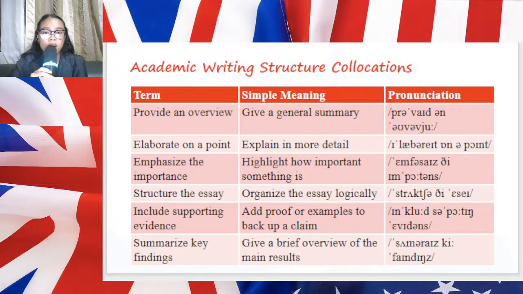Let's move on to another set of collocations, which is under academic writing structure collocations. Starting with provide an overview, meaning giving a general summary. To provide an overview means to give a concise and general summary of the main ideas or points related to a topic. It is often the first step in academic writing or presentations, where you introduce the subject by sketching the broad picture without going into too much detail. You're not going into too much detail. In essays or reports, an overview helps readers or listeners understand the scope and key themes before diving deeper.